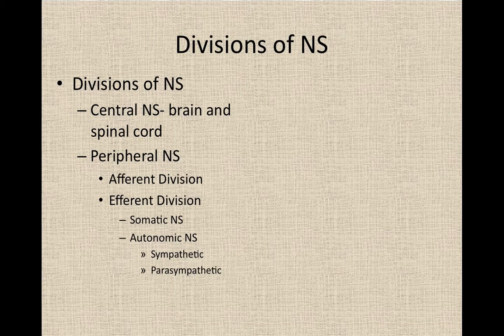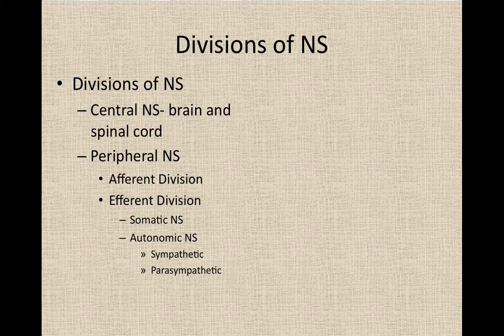So how do we divide the nervous system? Well, the easiest way to do this is to divide it into the central and the peripheral nervous system. So the central nervous system is going to be the brain and the spinal cord. Those are going to be the integration centers, the control centers. Okay, everything else is going to be the peripheral nervous system, and that is going to be everything outside of the spinal cord and everything outside of the brain itself.